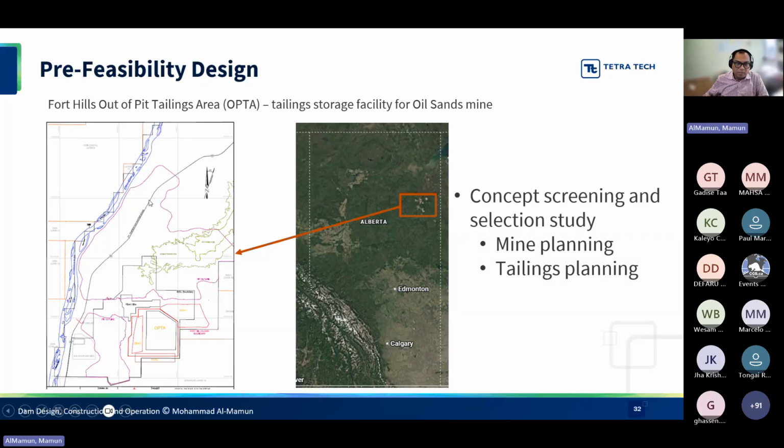Then they figured out, okay, you see this purple area, that's the boundary of the mine site. The area where they have the ore, they are going to use for pit construction and so on. But they identified the area where they're going to build the dam. So we looked at it and we know how much tailings is going to come and how the mining is going to develop. We take that information and develop the preliminary concept of the facility. That was the outcome of this pre-feasibility design.